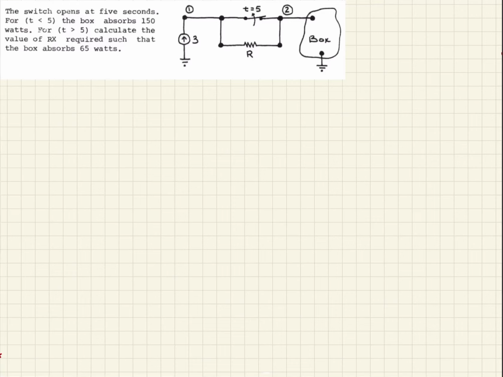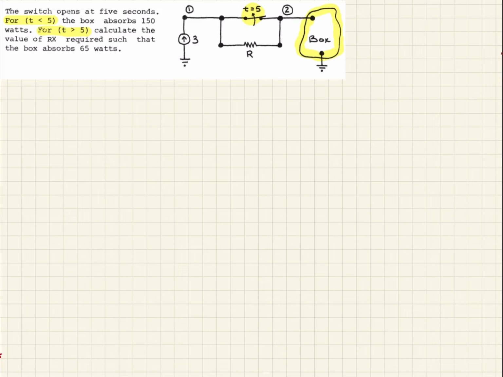So here's an example where we're given a circuit, and then the circuit feeds into this arbitrary box here that they're calling it. And we see that the circuit feeding it has this switch. And for t less than 5, the switch is closed. But then for t greater than 5, the switch is open.